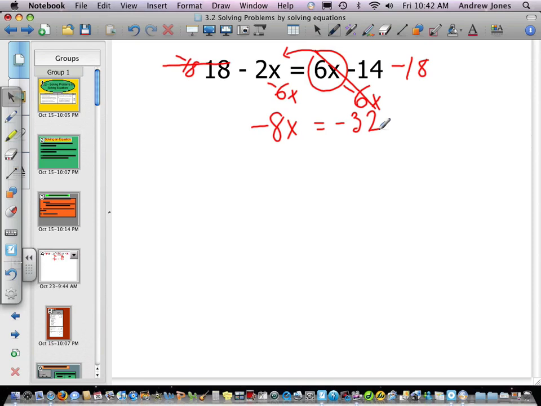We can get rid of our coefficient, which is the negative 8 times x. The opposite of multiplying is dividing, so if I divide this side by a negative 8, these two cross out and I'm left with just x. If I have to do this on one side, I also have to do it on the other side. X equals 4. And that's our solution.